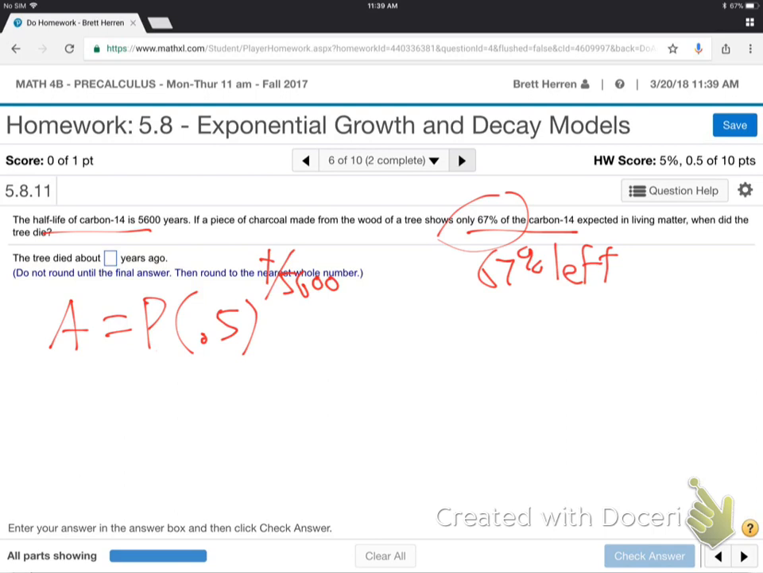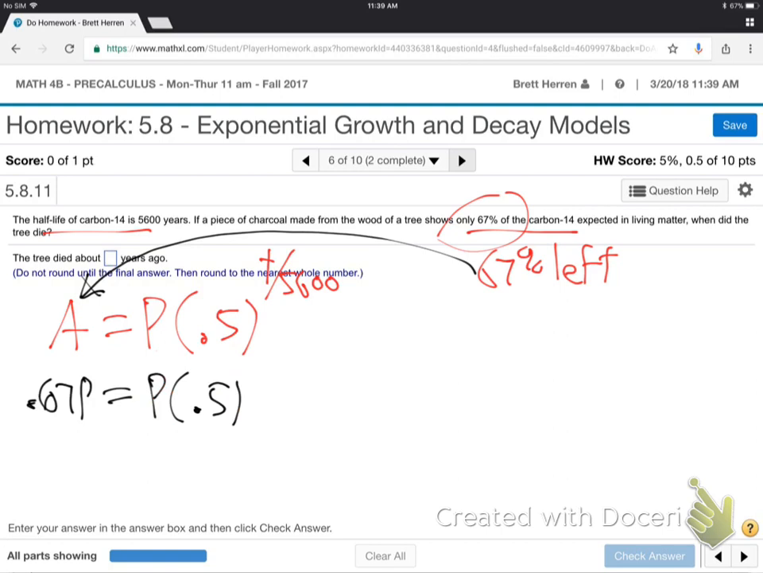Well, what if I told you the bank account is now double what it started? What would you put in for A? 2P, right? What if I said the bank account is now half what it started? I'm losing money. What would you put in for A? 0.5P. So now if I'm saying the bank account is 67% of what it used to be, what am I going to put in for A? 0.67P. Don't forget the P, right? That just means plug in 0.67P.